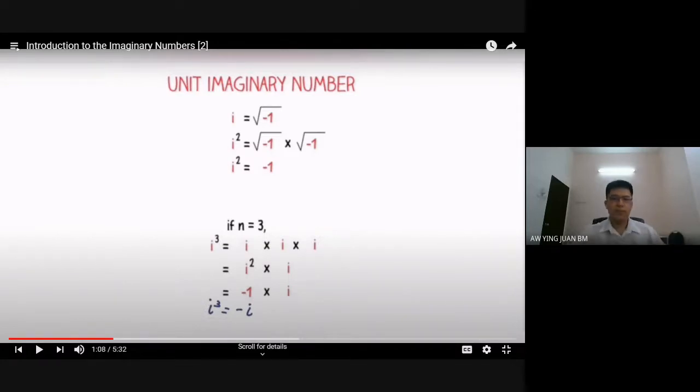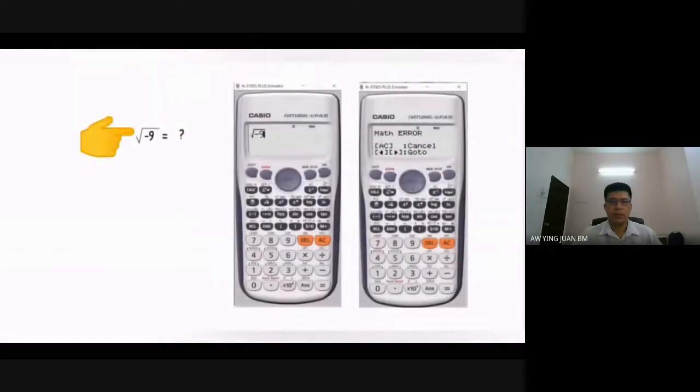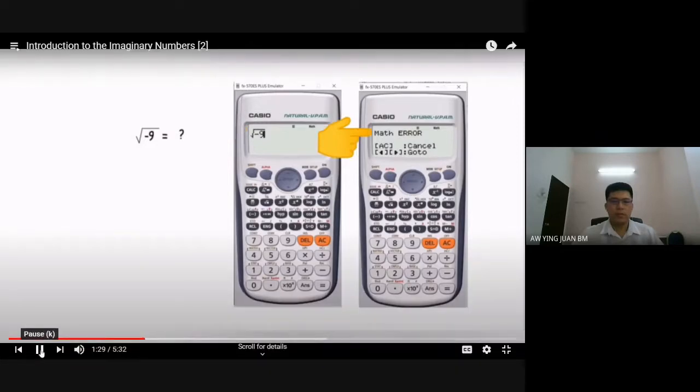Continue. This equals the square root of negative 1. Why do I keep on saying the word unit? To understand that, let's have a look at an example. What will the square root of negative 9 be equal to? If we try it on a calculator, it would say that the input is invalid, or we can say math error. Okay, so you see, you can try. In the real world, our calculator is still unable to calculate it. Understand? Still unable to calculate.